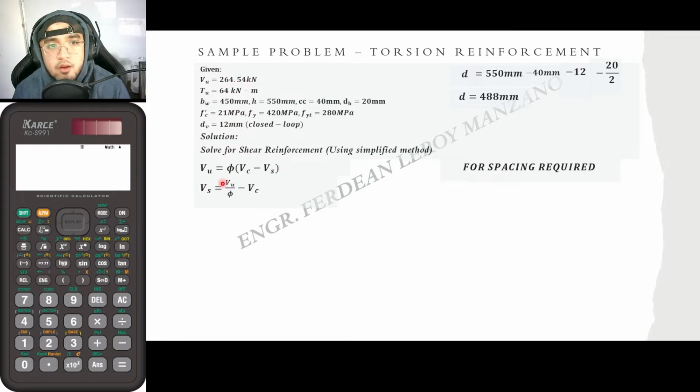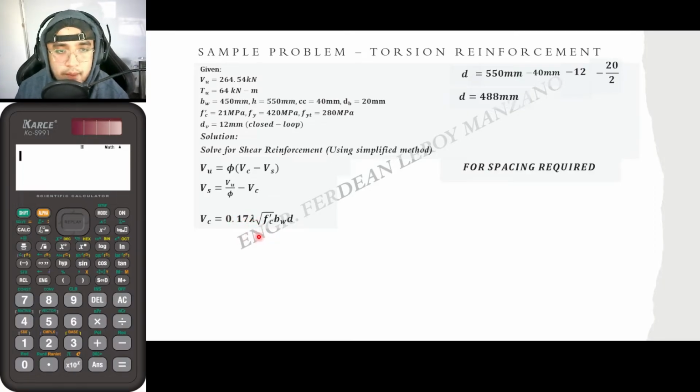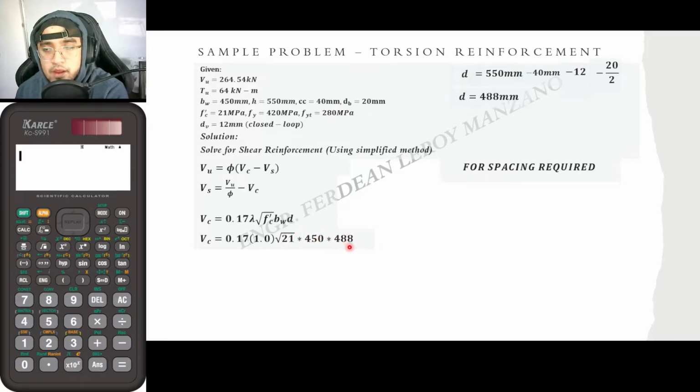Since we already know the value of Vu, we should solve for the value of Vc using the simplified method. Vc is equal to 0.17 times lambda times square root of f'c times bw d. Substituting all known values, 0.17 times 1 times square root of 21 times 450 times 488, giving us an answer of 171,076.7 newtons. I am not really calculating here using our calculator. I have already pre-solved this in order for us to get this over with, since this is not the main focus of our video.